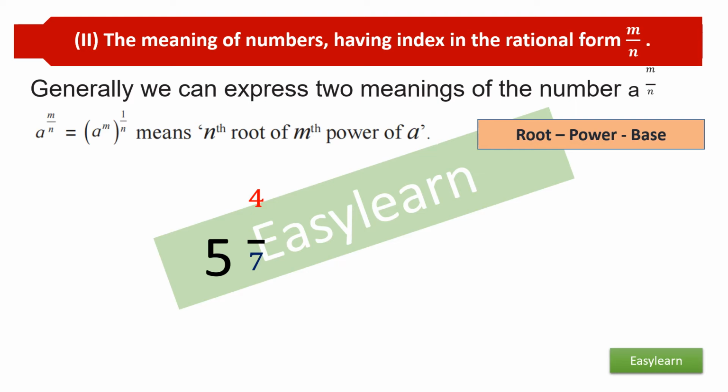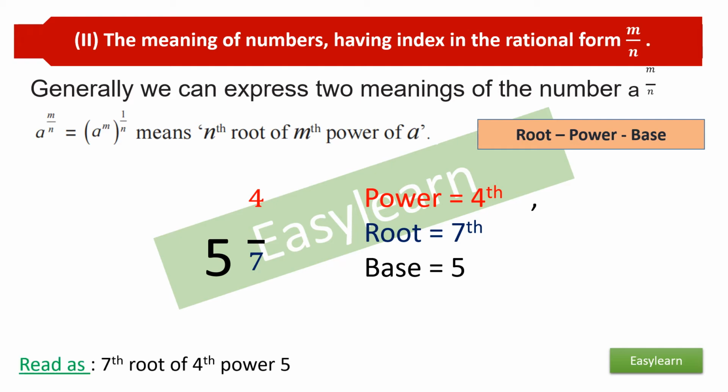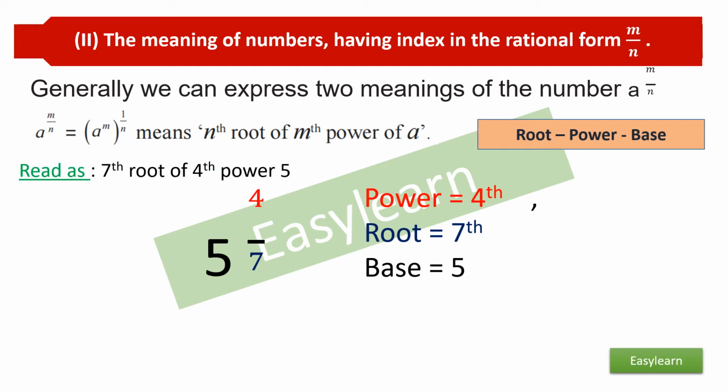For example, if you have 5 raised to 4 upon 7, in this the power is 4th, the root is 7th, and the base is 5. So using the first meaning, we can write it as the 7th root of the 4th power of 5.